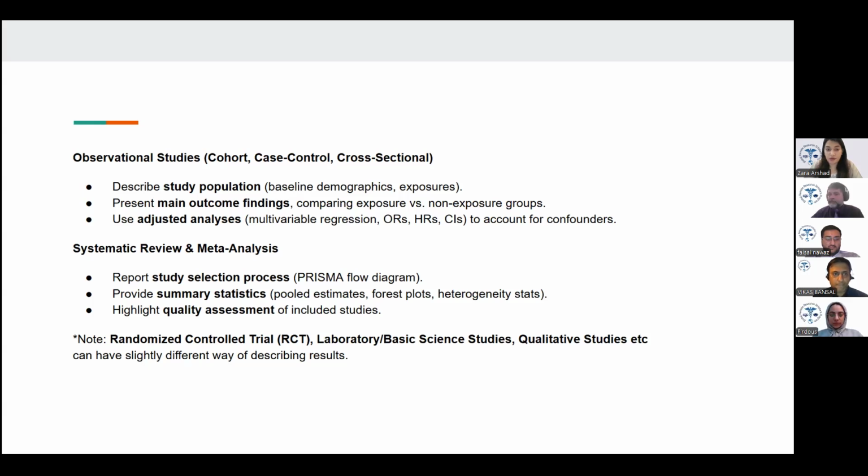Now, if it's a totally different study design, if it's not an observational study, nor is it a systematic review or meta-analysis, it could be a randomized controlled trial, a basic science study, or a qualitative study, which is beyond what we do within this cohort. So we will not be discussing that much. However, if you go into any study of that sort, the results section of those studies will look completely different to you because, again, they have layers and layers of analysis done, mostly with a lot of statistics involved.